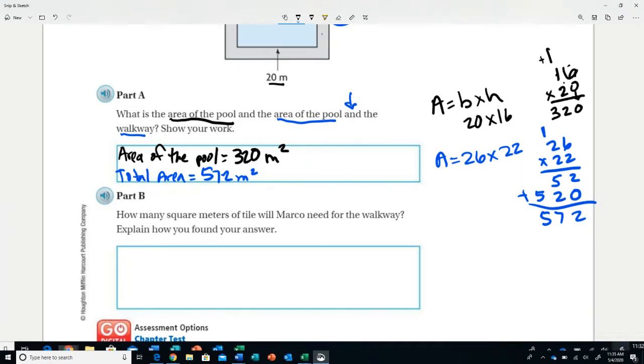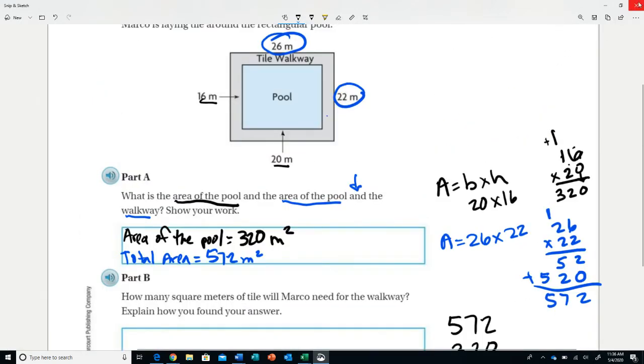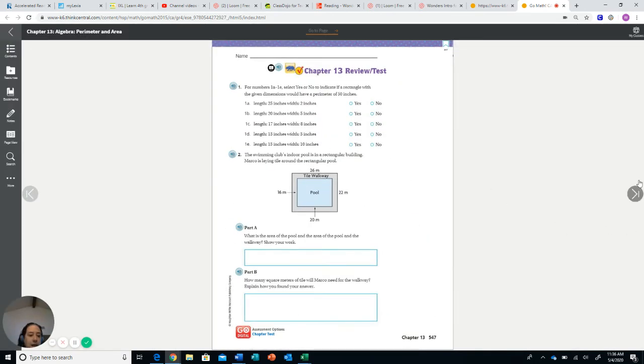So take your 572, which is the total for the entire pool and walkway, minus just the pool, and you will get just the walkway. I will leave that to you to solve. I've discussed the explanation here, but you should write it in your own words as well. On the actual test, this is a drop-down explanation, so you will need to be familiar with the thinking on how you do this. Close this out. Now let's take a look at the next page.